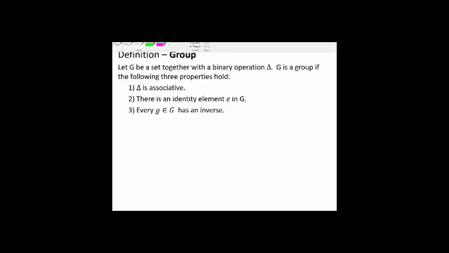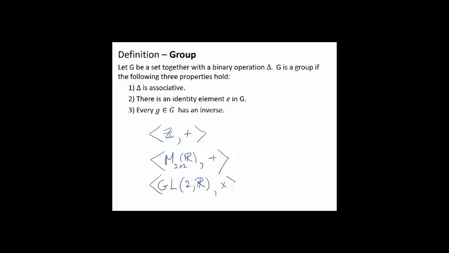I'll write down the ones that were, and you can go back and verify. The integers were a group under the operation of addition. The 2 by 2 matrices with real coefficients were a group under matrix addition. And although we didn't prove it, we'll do it in class, GL2R, the set of invertible matrices, is a group under multiplication. And I think those were the only three that were really groups that we looked at.